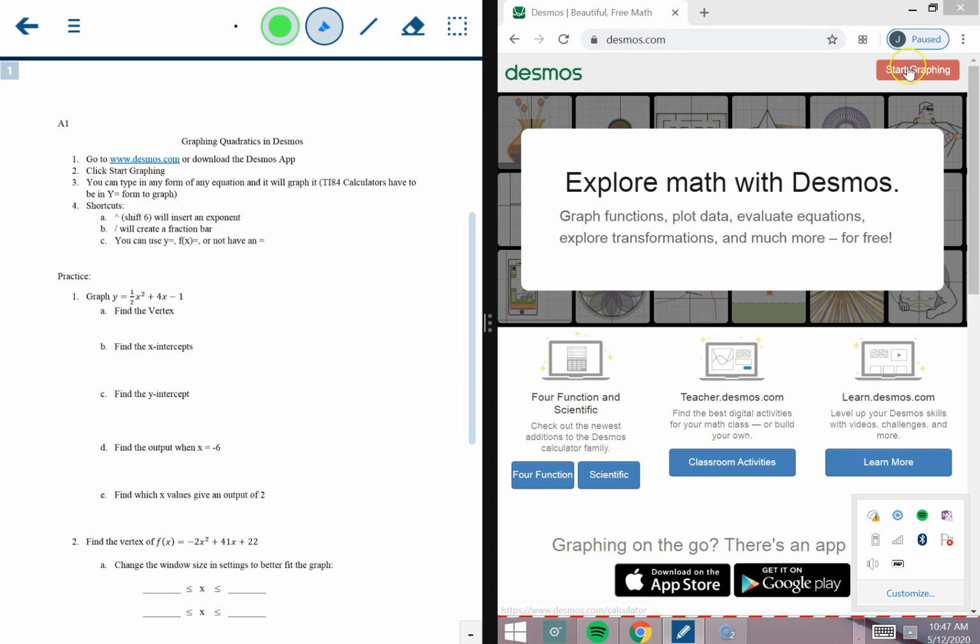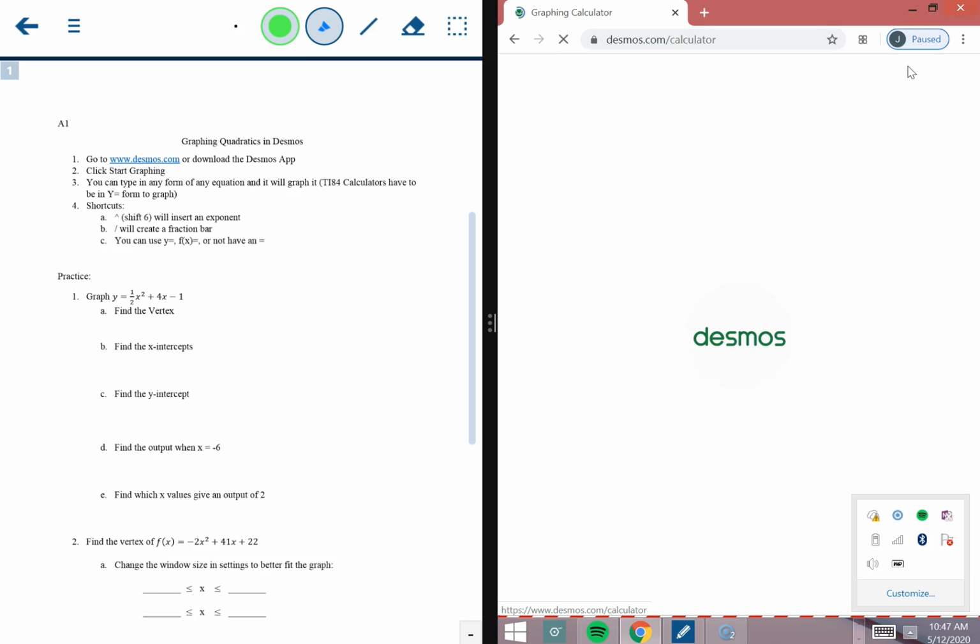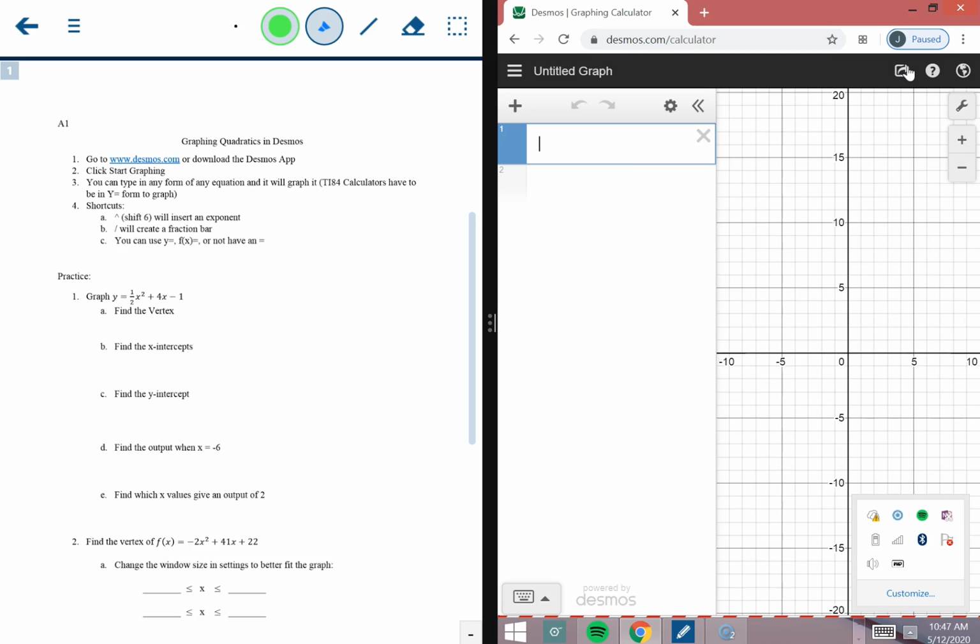And then at the top, it should say start graphing. So let's start graphing. Now you can make an account. You can make an account through your school email account. You should be able to click sign in with Google and it'll automatically make an account for you. But you don't need an account. You could just use it for free without logging in or anything.